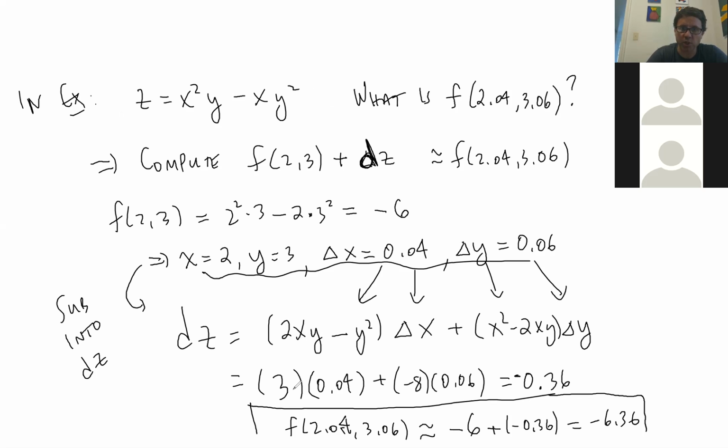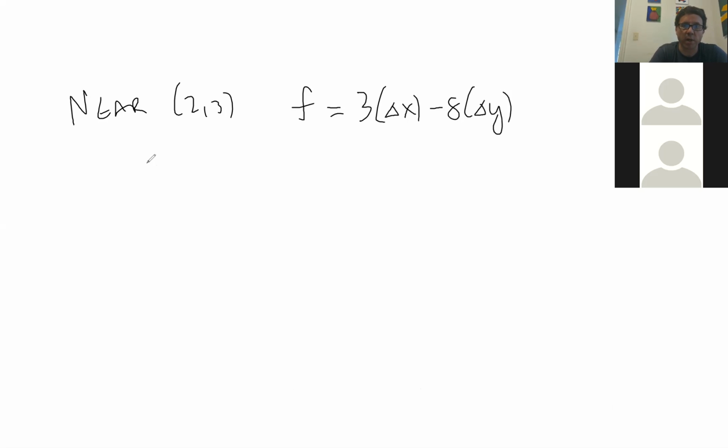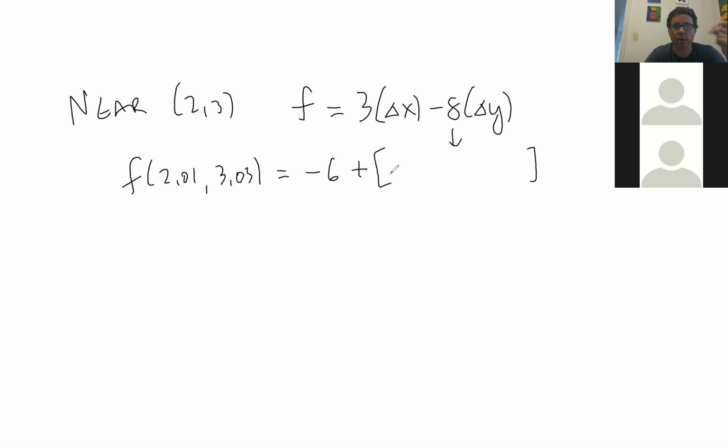So kind of like how much it changed in the x direction and how much it changed in the y direction, at least relative to each other. So if I wanted to know what the function is at 2.01 and 3.03, then all I do is take that negative 6 where I started and add on this value with the new delta x and the new delta y. So I can do lots of calculations very quickly once I have this set up.